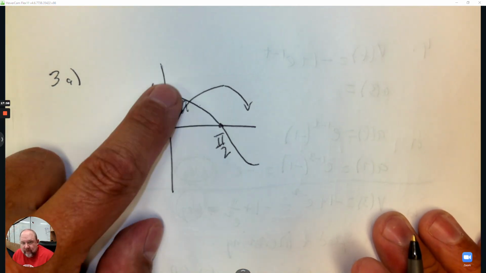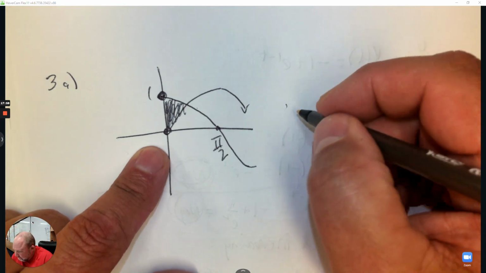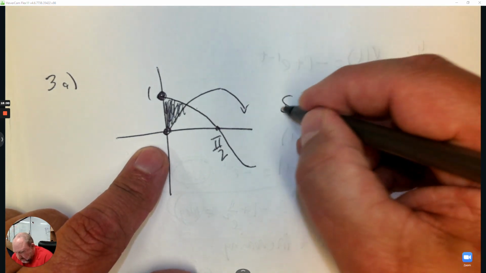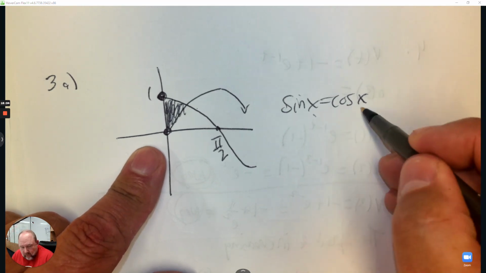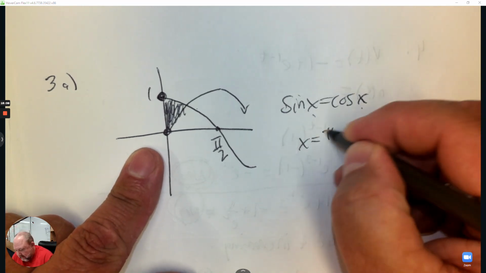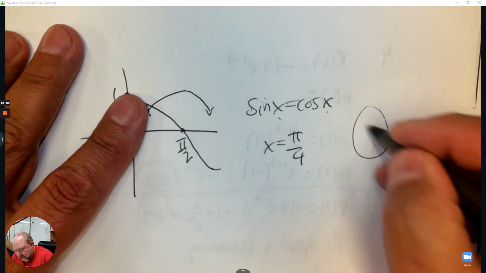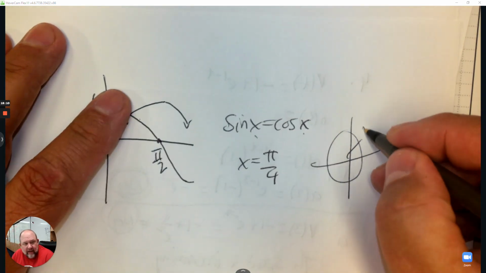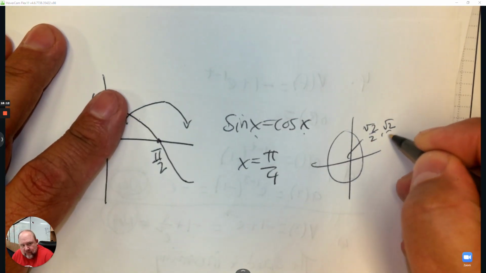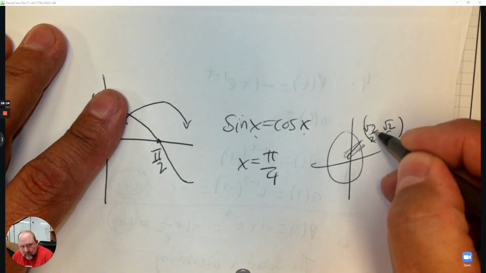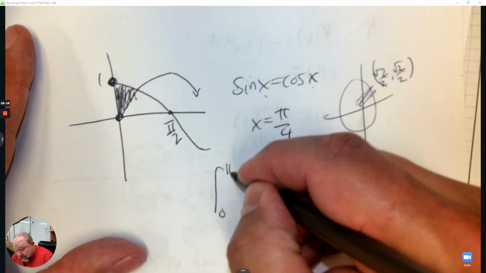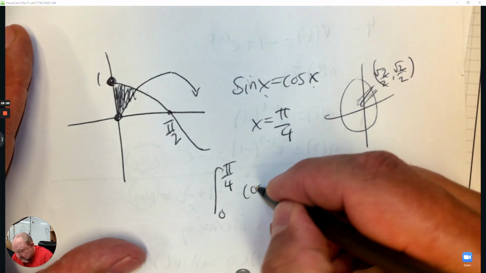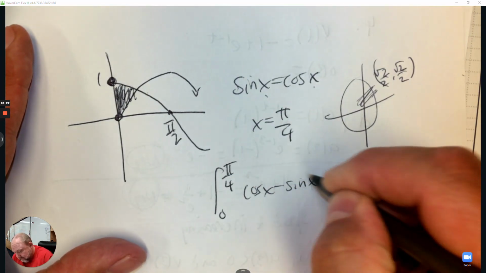To find that area, it's top subtract bottom. Now, I need to know at what angle does sine equal cosine, and that angle is pi over 4. That's on the unit circle at root 2 over 2 and root 2 over 2. And that angle where they're both the same value is at pi over 4. So we're going to integrate from 0 to pi over 4, and it's top subtract bottom.